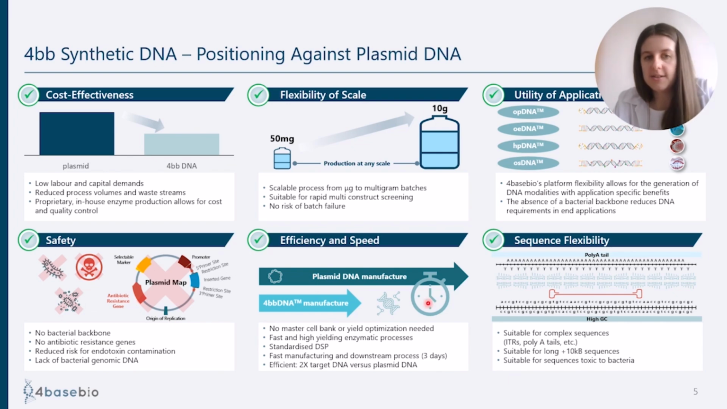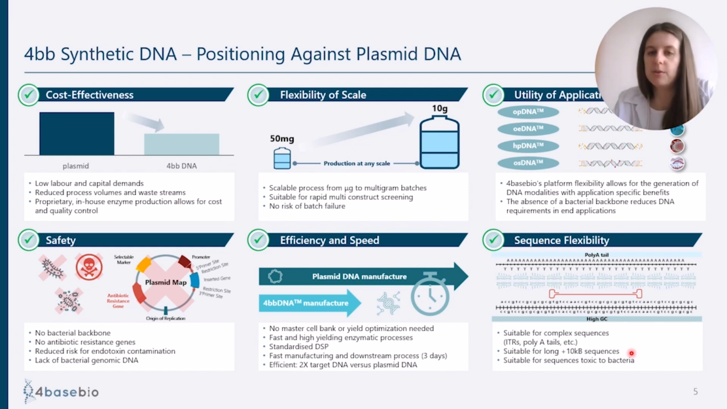Really, the advantage is speed, particularly at GMP grade. With plasmid DNA, you're looking at lead times of 6 to 9 months. We can do that in a matter of weeks with synthetic DNA. Also importantly, we have good sequence flexibility compared to E. coli, so we are suitable for complex sequences.